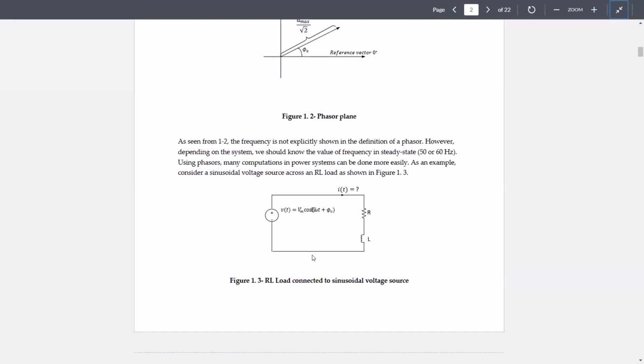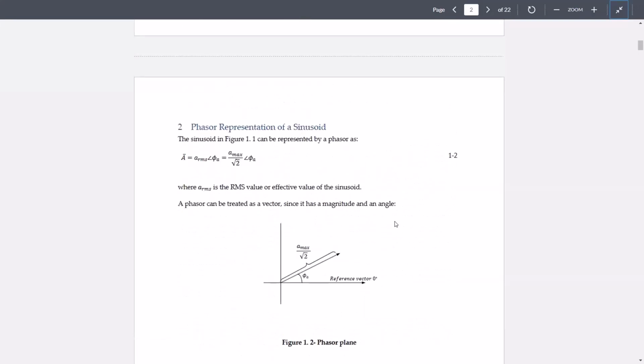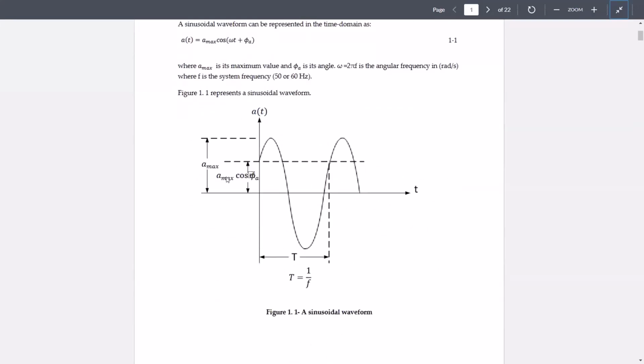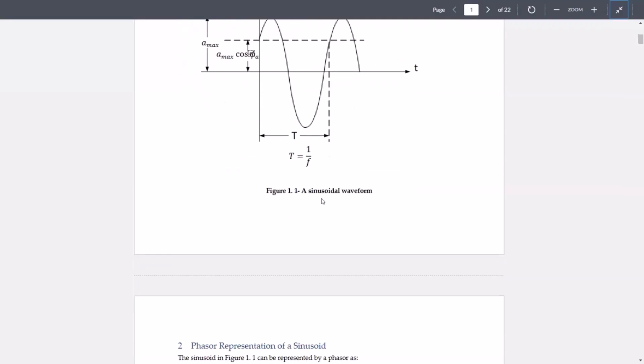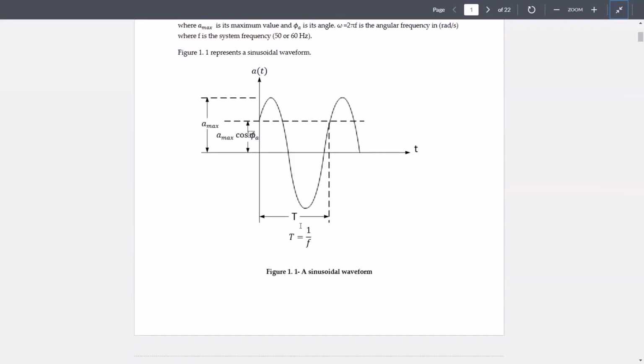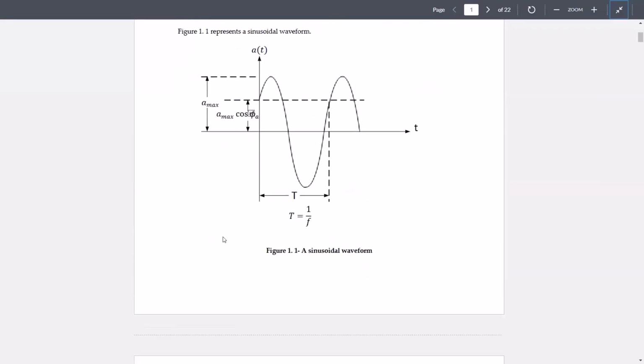They don't change their magnitude. They don't change their angles. So the voltage and current would look something like this. They repeat themselves over time. This type of behavior is when you reach a steady state.